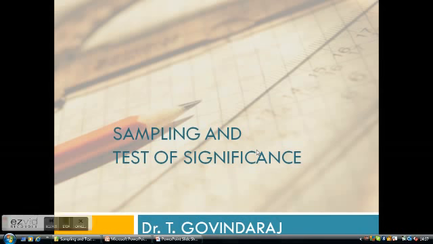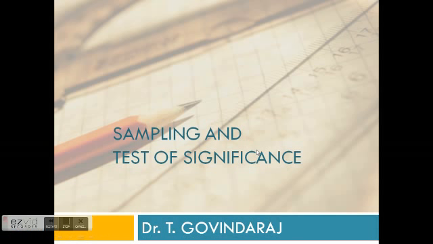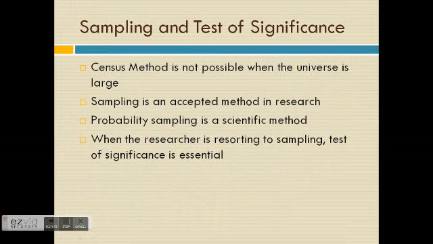Sampling and test of significance. In academic research, especially in the case of social sciences, the researcher is not able to cover the entire population or the entire universe. Under such circumstances, they resort to sampling. Sampling is an accepted method in research.